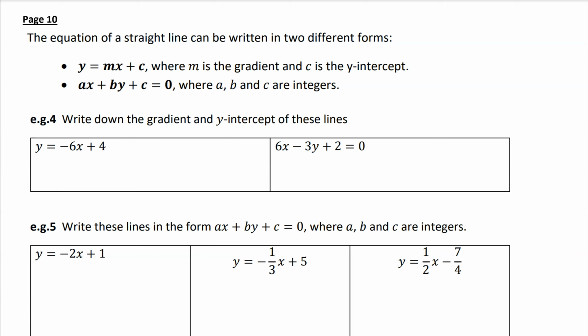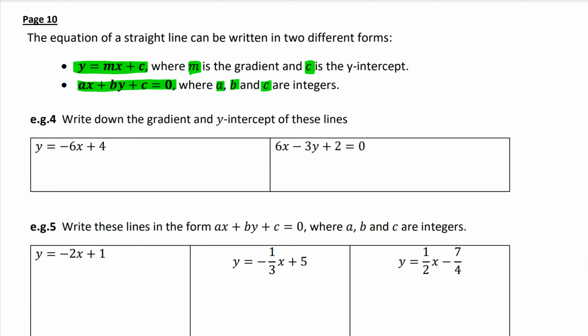Now we're going to look at the form of the equation of a straight line. So there's 2 ways that we can write the equation of a straight line. The first, probably the most common from GCSE, is y equals mx plus c. M is the gradient and c is the y-intercept, okay, where it crosses the y-axis. The other form is ax plus by plus c equals 0, where a, b and c are all integers. They are all whole numbers, okay, positive or negative whole numbers.